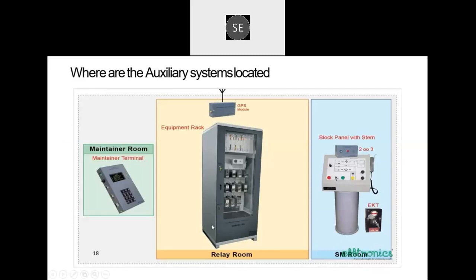Sir, all are requested to mute their mics.